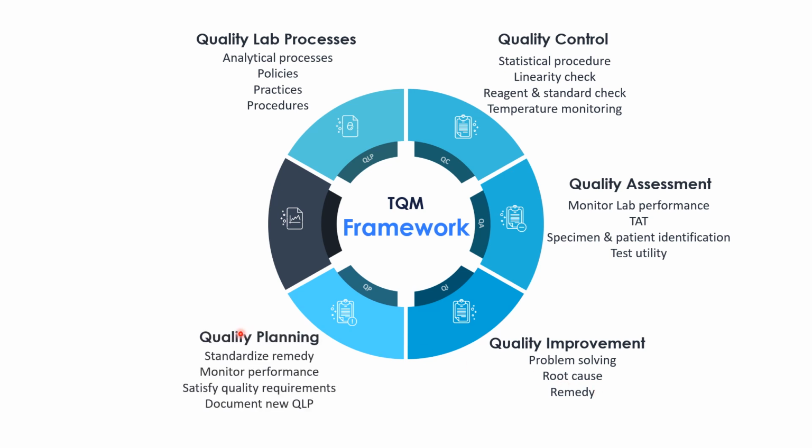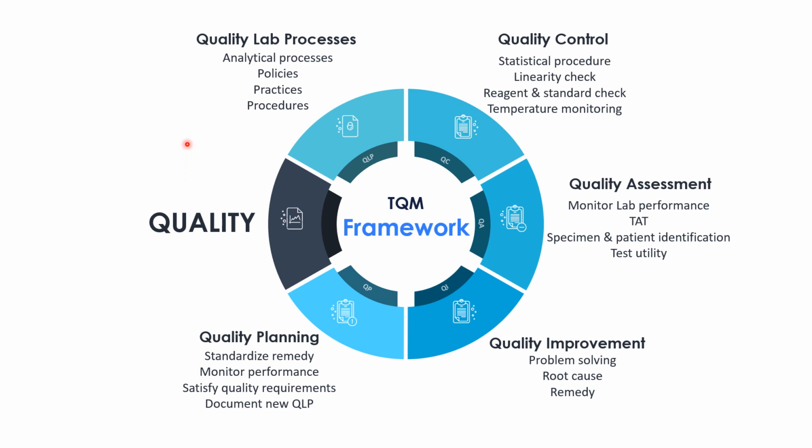After quality improvement is quality planning. Now, QP is necessary so that we can standardize the remedy that was identified in quality improvement. Also, we have to establish the measures for monitoring the performances. The third one would be to ensure that the new performances achieved would satisfy the quality requirements. And lastly, QP would also have to document the new QLP. And after that, we should have an improved quality.